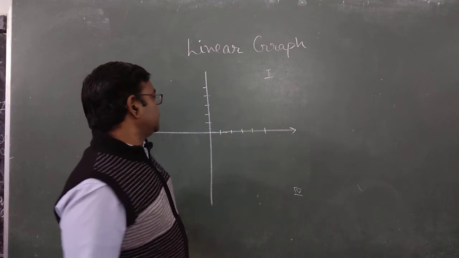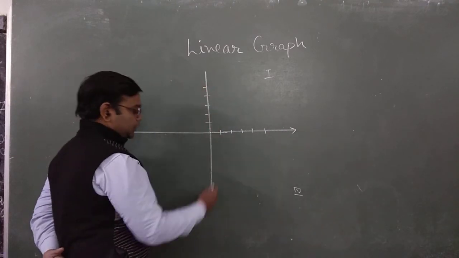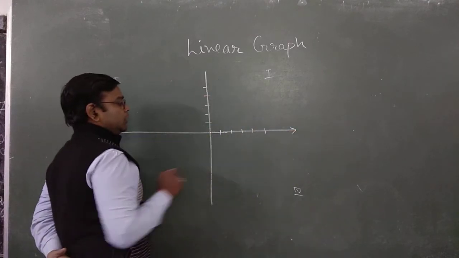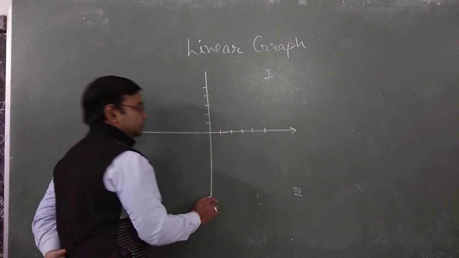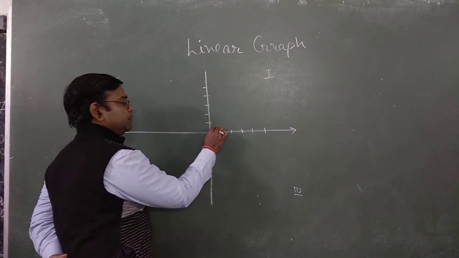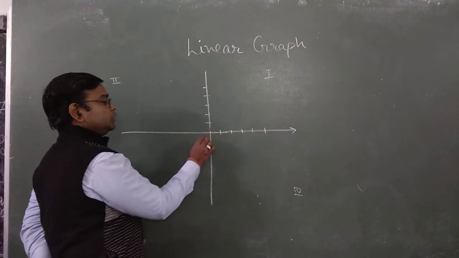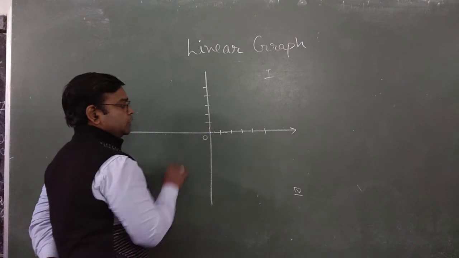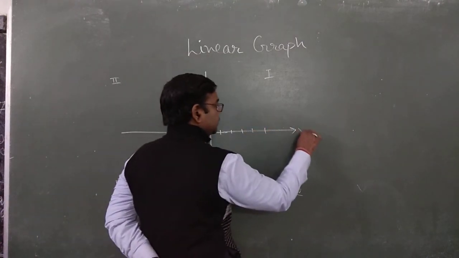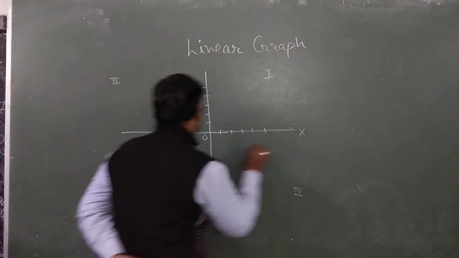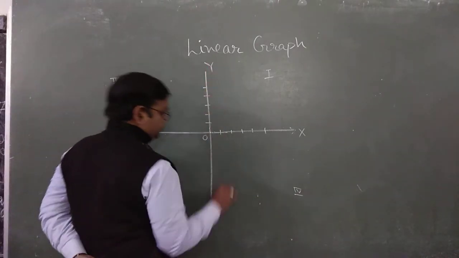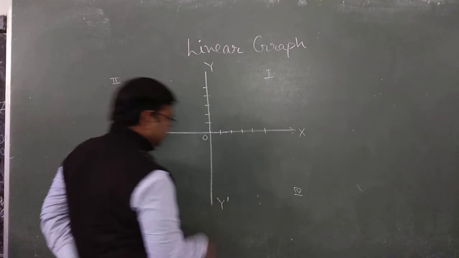So first we divide the graph paper into two by using two straight lines. One is horizontal, the other one is vertical. They are mutually perpendicular to each other. Clear? The point where they cross each other is known as the origin O. This horizontal line is known as the x-axis. This is the negative part of x. This is your y-axis, positive part, and this is the negative part of x.